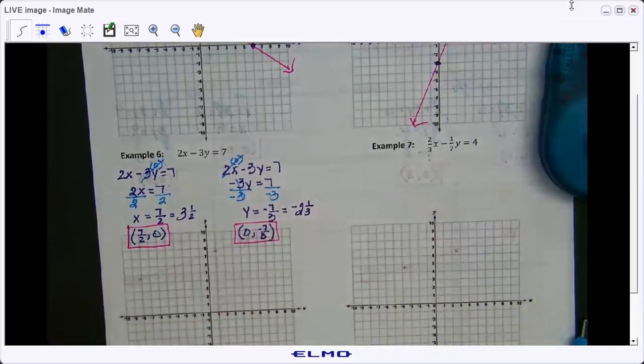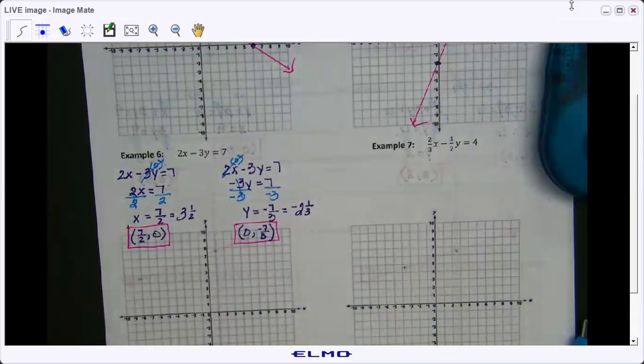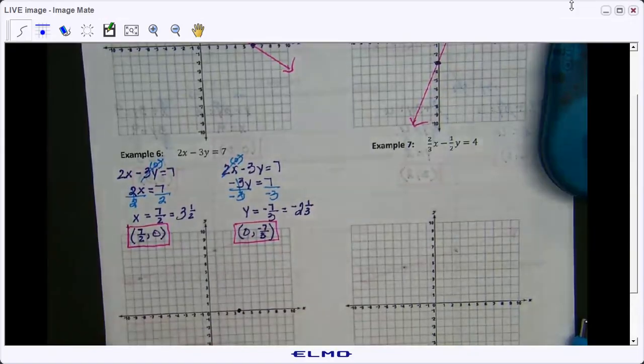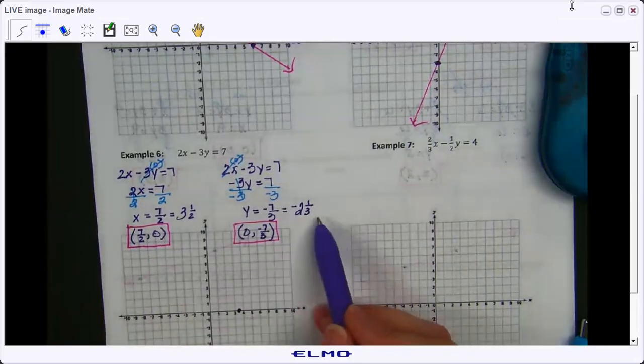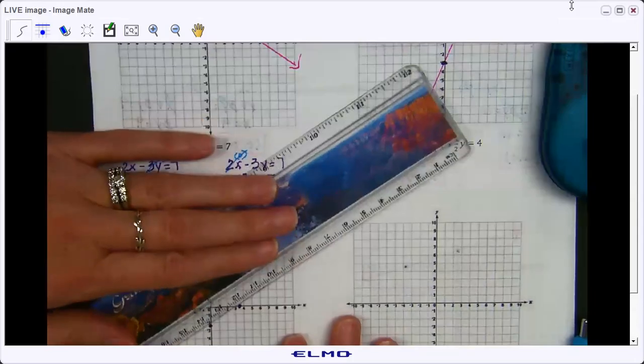Are there any questions on how I got the mixed numbers? Okay, basically you're just dividing these two. All right, so now when I graph them, I'm gonna graph for my x-intercept 3 and a little bit. Because it's 3.5, I'm gonna graph between 3 and 4. So I'm gonna go over 3 and then 1/2 or a little bit more. For negative 2 and 1/3, I'm gonna go down to negative 2 and then a little bit more. And that's how we graph fractions without a graphing calculator, okay?